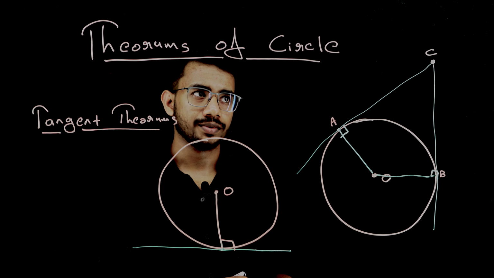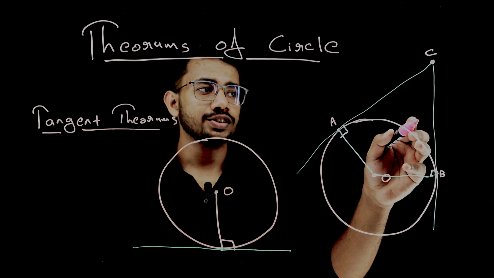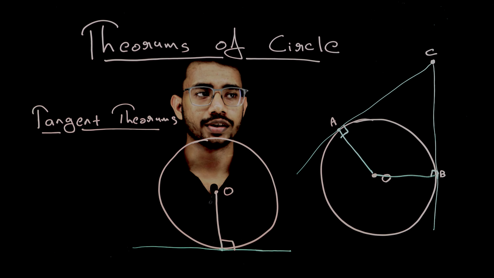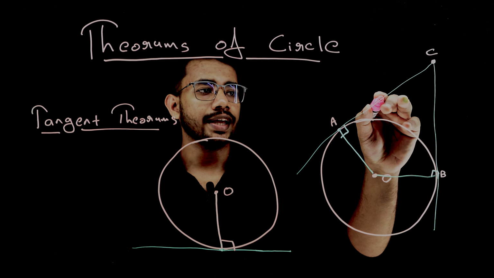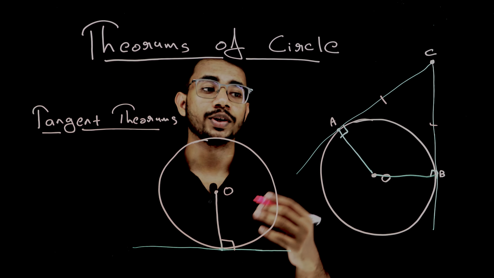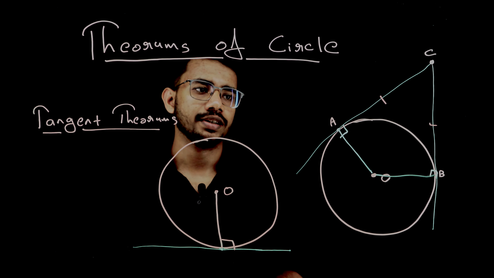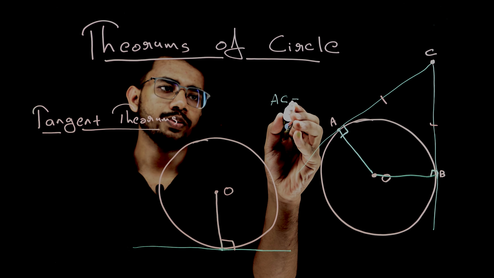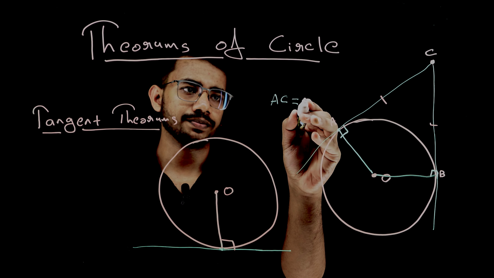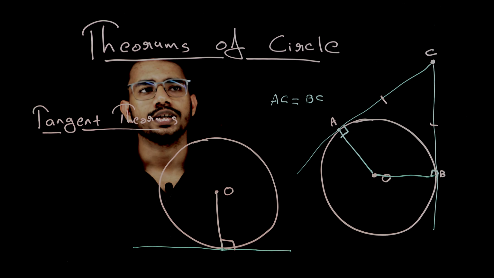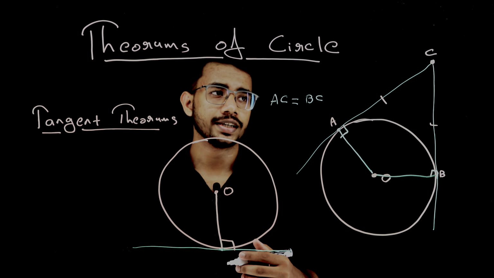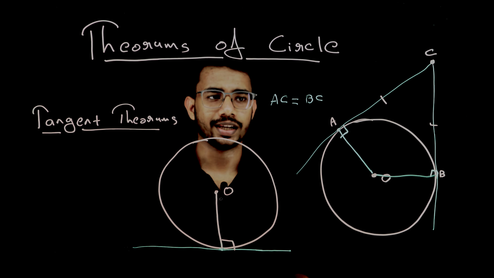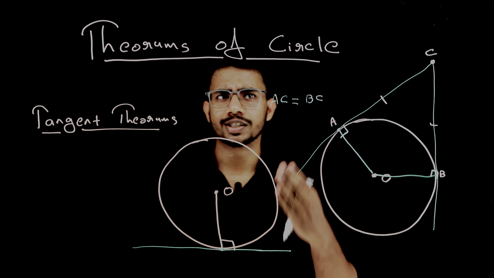If this is the case, that means two tangents drawn from an external point C passing through the points A and B on the circle, then the lines AC and BC will be of the same length. That means the side AC will be equal to the side BC. That is the second rule of the tangent theorem. So as a definition, I can say that two tangents drawn from an external point will be of the same length. So that's all about the theorems related to circle.